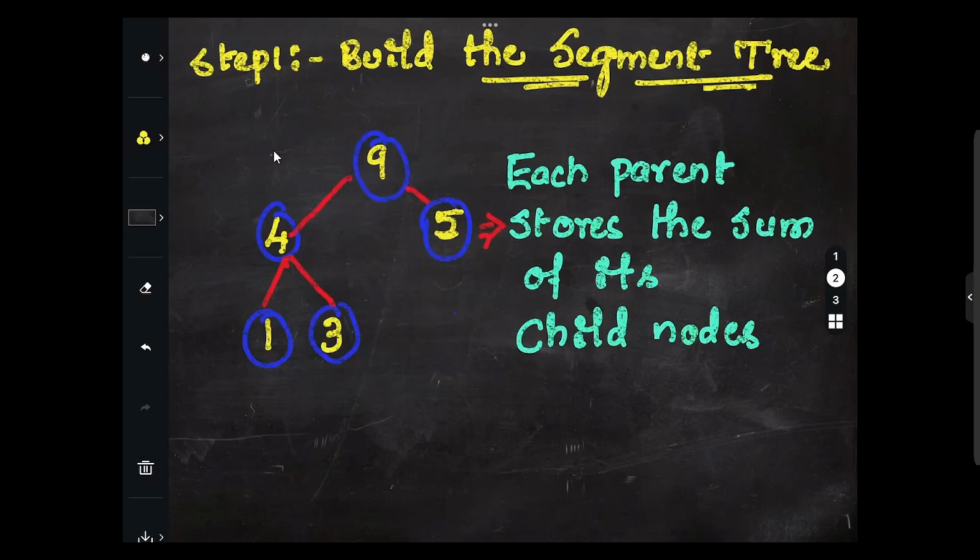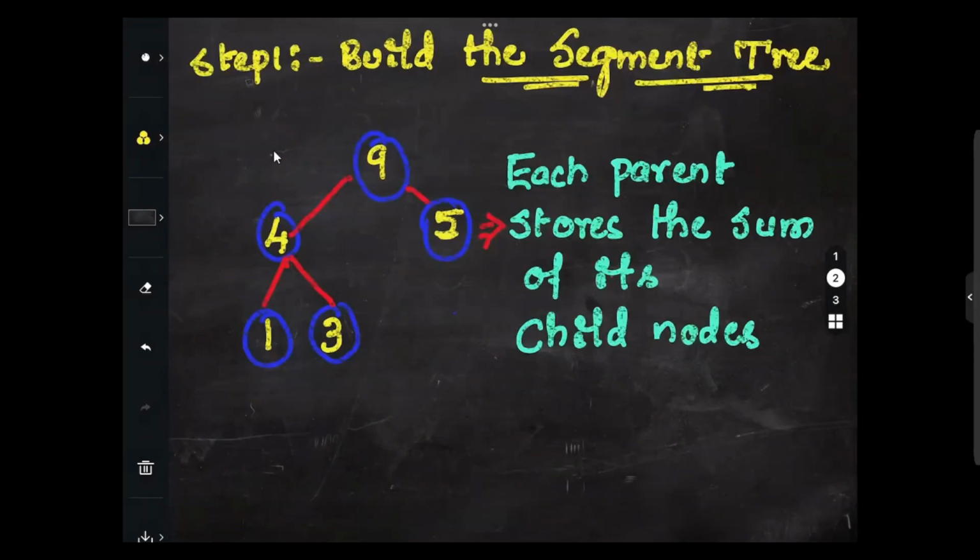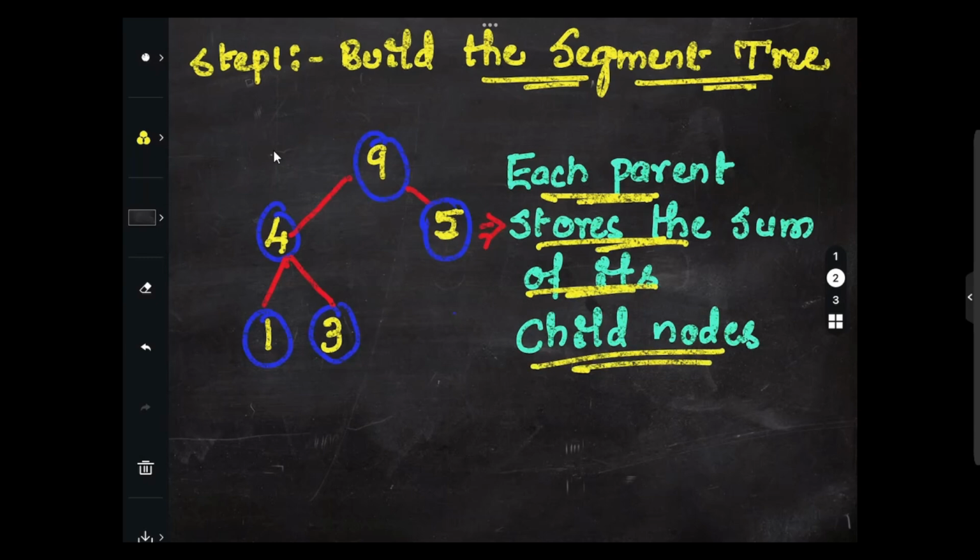So first let's build the segment tree here. We have 1 comma 3 comma 5. If you remember here, we have nums array of 1 comma 3 comma 5. You can clearly see each parent stores the sum of its child nodes: 1, 3, 4, 5 and finally 9. How we got this one? 1 plus 3 is 4, and 4 plus 5 is 9.